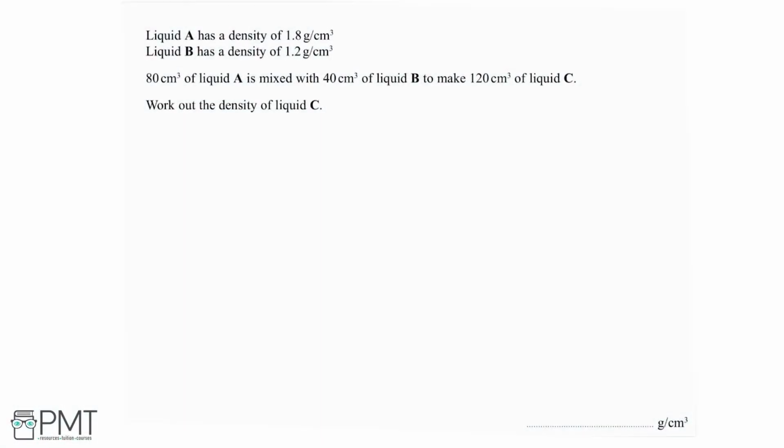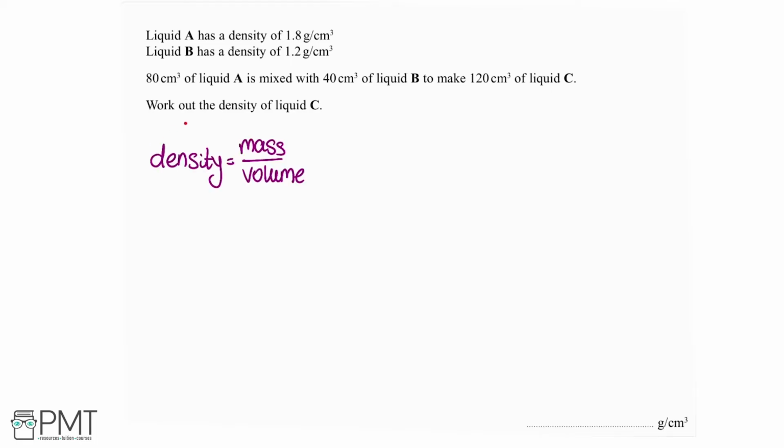Liquid A has a density of 1.8 grams per centimetre cubed. Liquid B has a density of 1.2 grams per centimetre cubed. 80 centimetres cubed of liquid A is mixed with 40 centimetres cubed of liquid B to make 120 centimetres cubed of liquid C. So we need to work out the density of liquid C. To start off, we need to know this formula here.